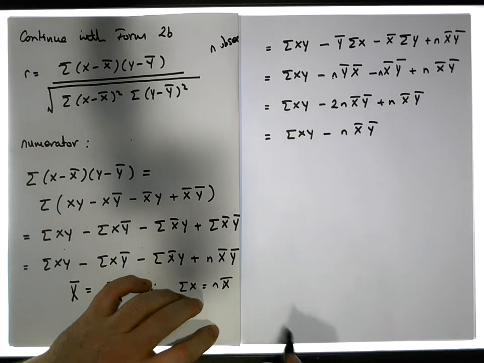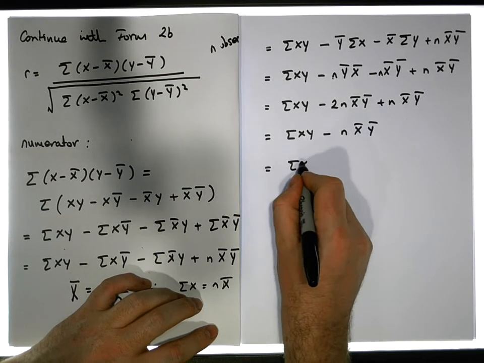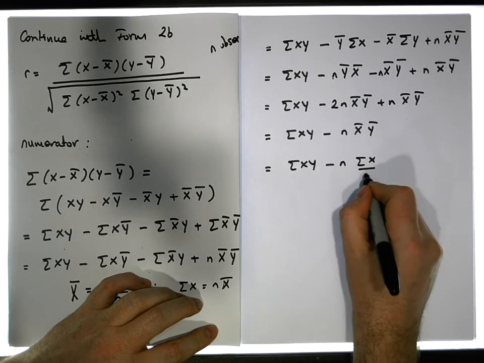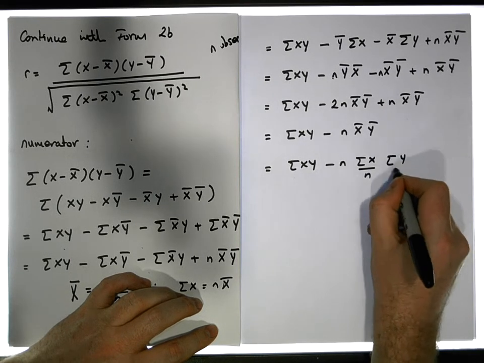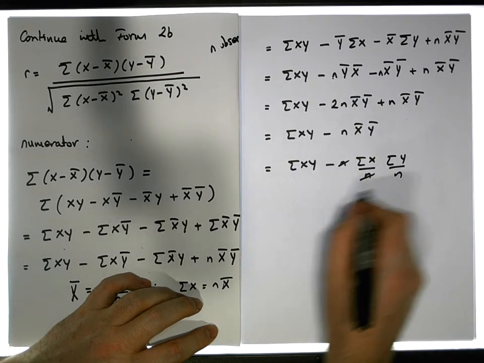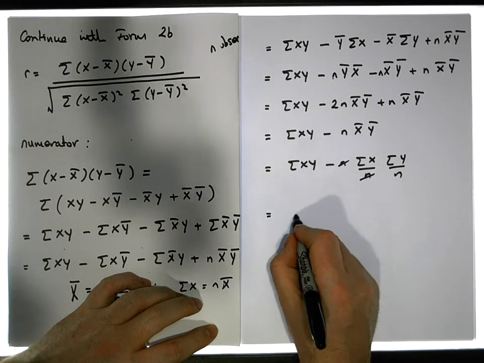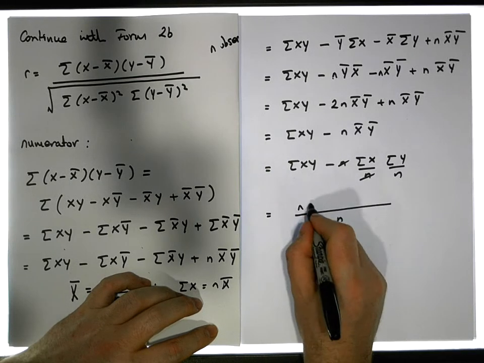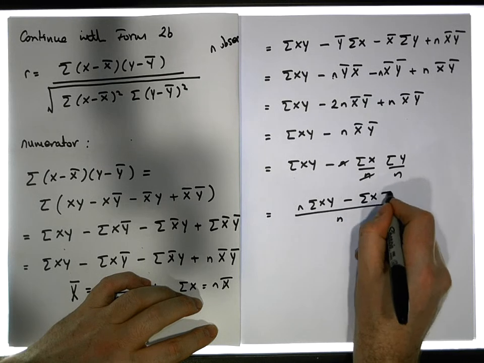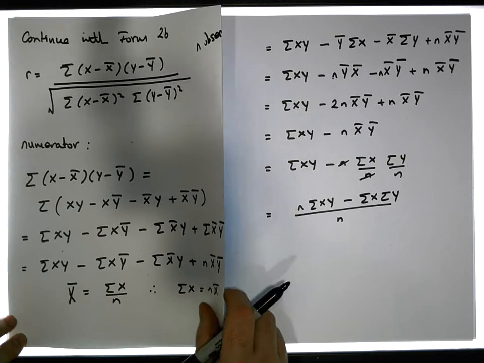Let's convert these back into sigma notation. This gives us the sum of the xy's minus n times the sum of the x's over n times the sum of the y's over n, and one of our n's cancels out, and if we get a common denominator across here, the common denominator is n, so this gives us n times the sum of the xy's minus the sum of the x's times the sum of the y's. So that's our numerator. Our numerator is done.